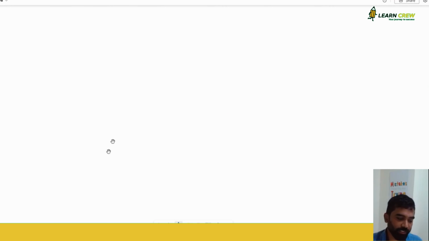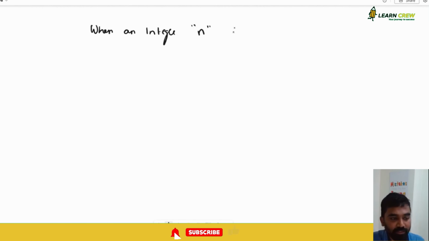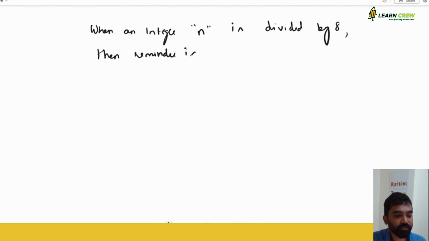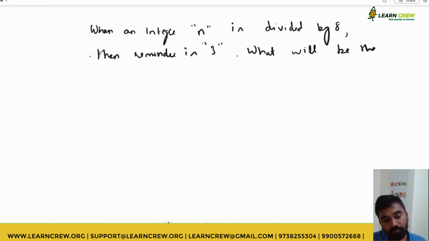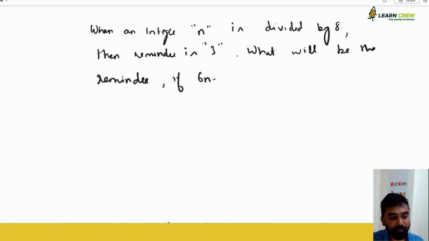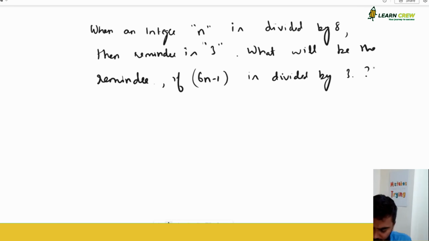Some more questions based on that, or some more examination questions. When an integer n is divided by 8, the remainder is 3. What will be the remainder if 6n minus 1 is divided by 8?